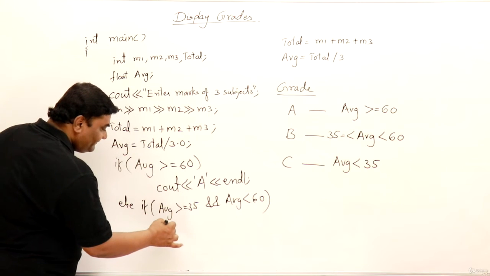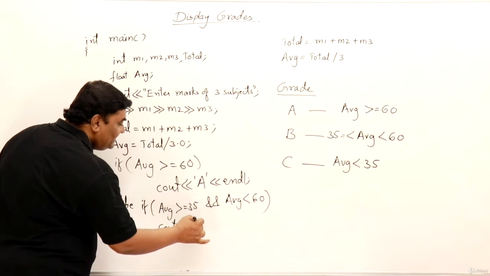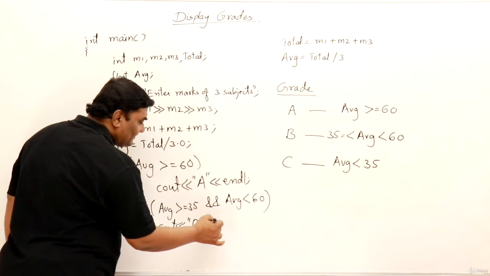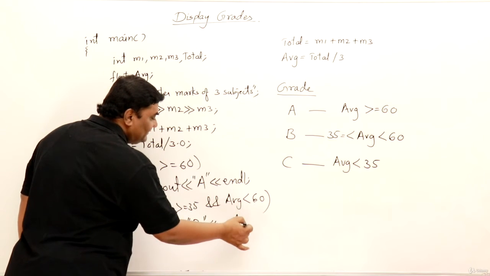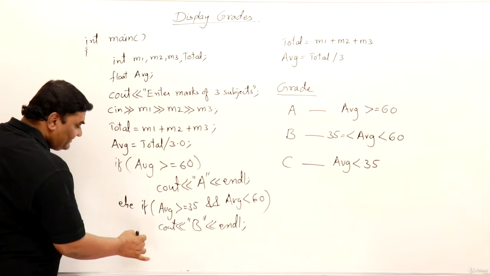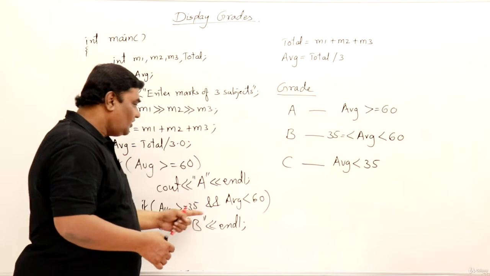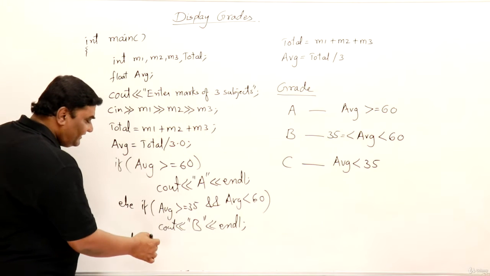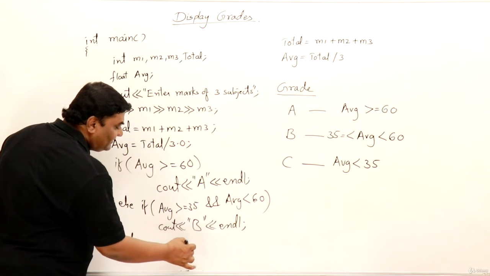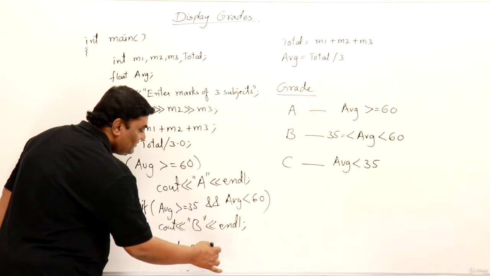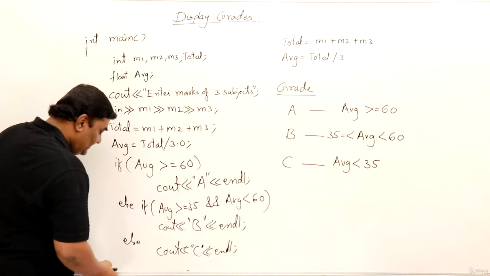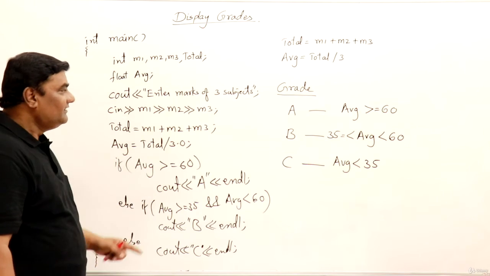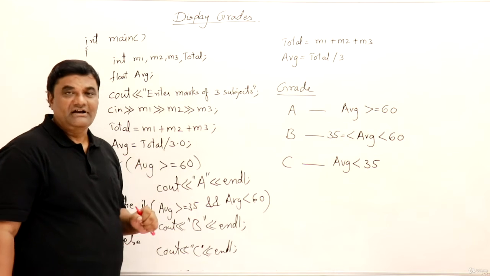Then for this we will display B. So I can use double quotes or single quotes, anything. Single quote will be a character, double quote will be a string, then endl. Then else means if it is not greater than 60, not between these two, then definitely it is less than 35. So when it is less than 35, just we will say cout, grade is C. So this is how we can write nested if. This is if, else if, then again else. So using nested if, we have written this program.